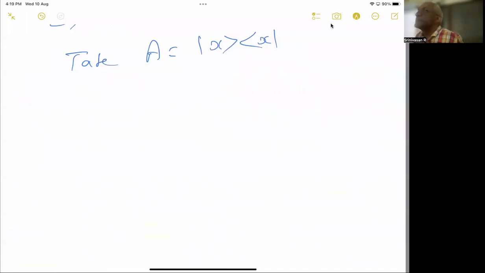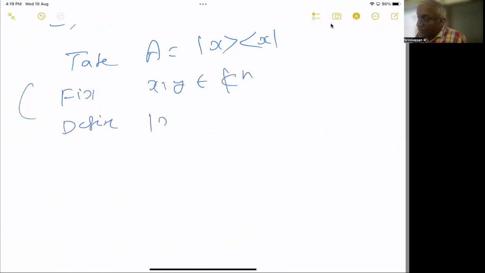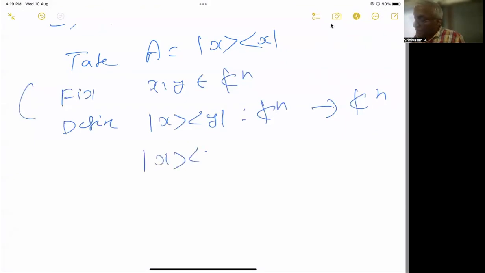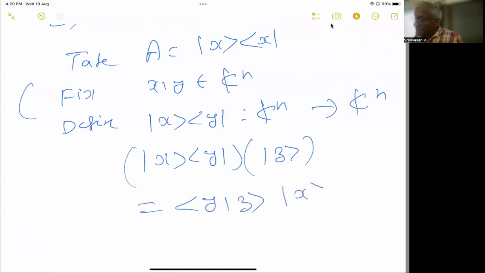Fix an x. So for example, let's fix x and y in Cn. Then you define this operator, xy. This is an operator from Cn to Cn, what is called a rank one operator, where xy acting on any z is equal to the inner product of y and z, times x. You just compose the whole thing.